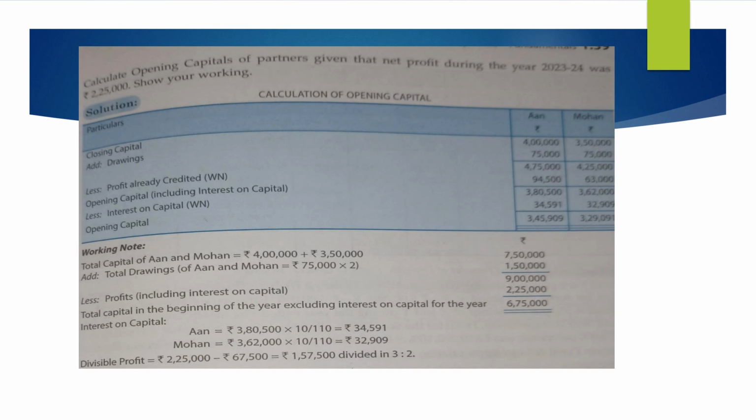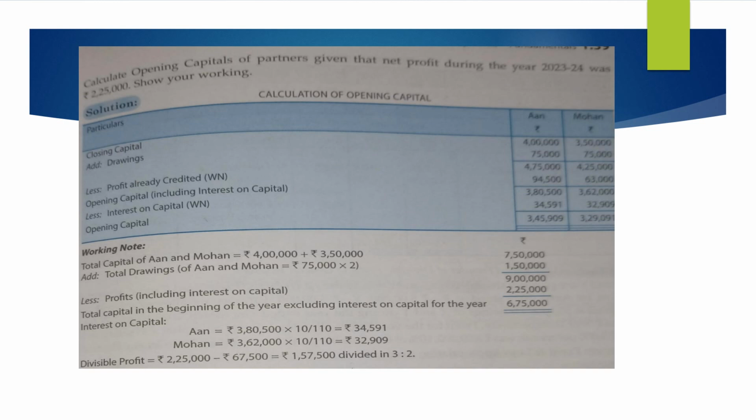Now let us come to the calculation of opening capital. Closing capital respectively 4 lakhs and 3,50,000. Add drawings, 75,000 and 75,000, and less profit already credited, 94,500 and 63,000. This opening capital will already include interest on capital. Note this. Please keep it in your mind. Why are we not taking it in the profit already credited? Because we are subtracting the 67,500 interest on capital, and we are getting 1,57,500.